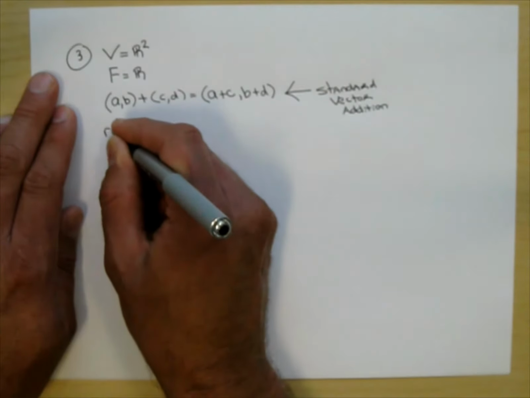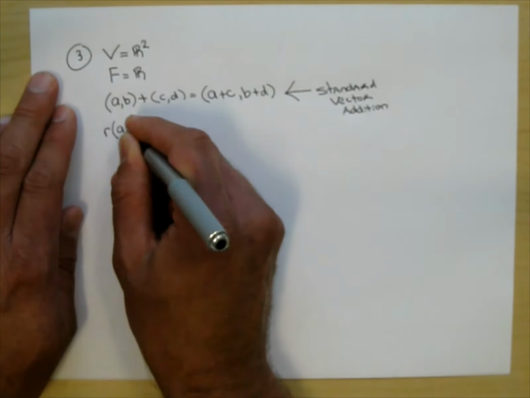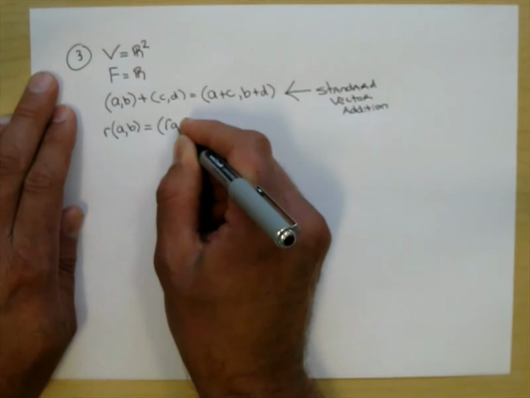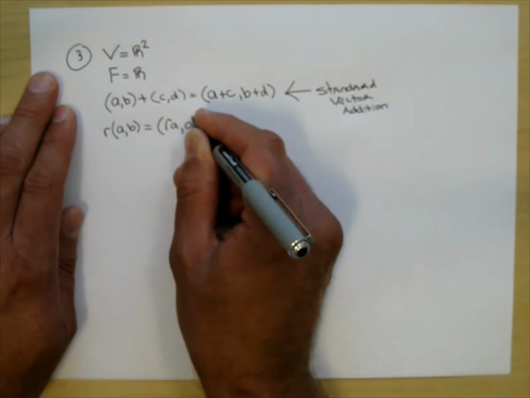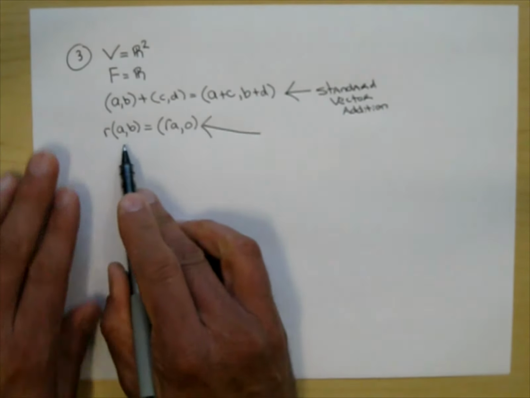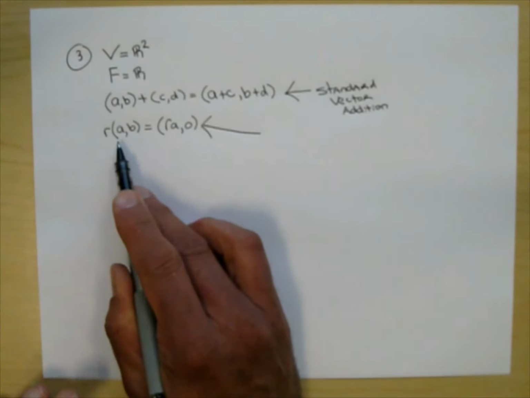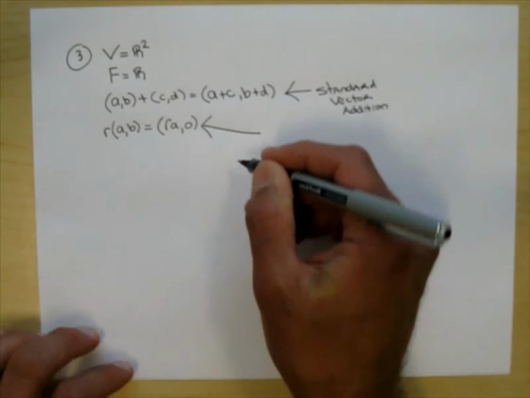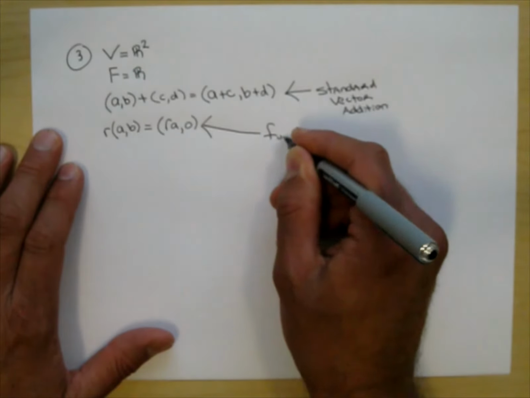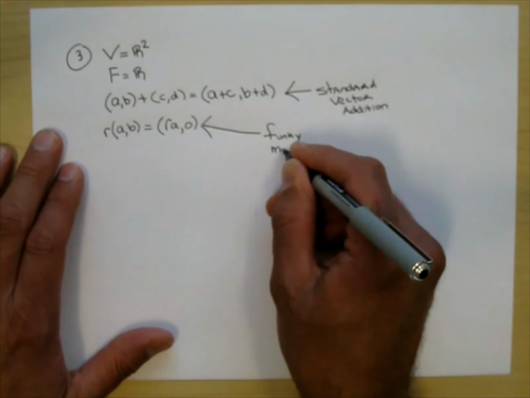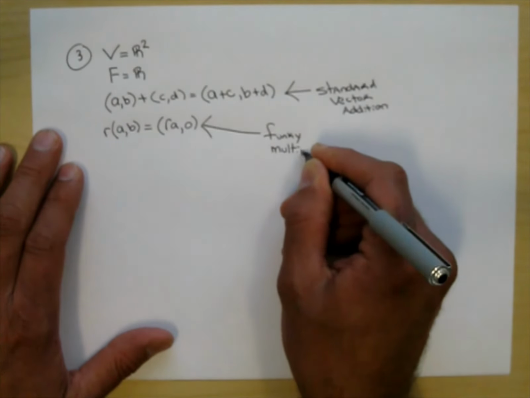Scalar multiplication is going to be R times (A, B) equals (RA, 0). This is not standard multiplication. This is not how we would multiply things in a standard R2 vector space. Look, R times (A, B) is (RA, 0). So we're going to call this funky scalar multiplication, or we'll just call it funky multiplication.